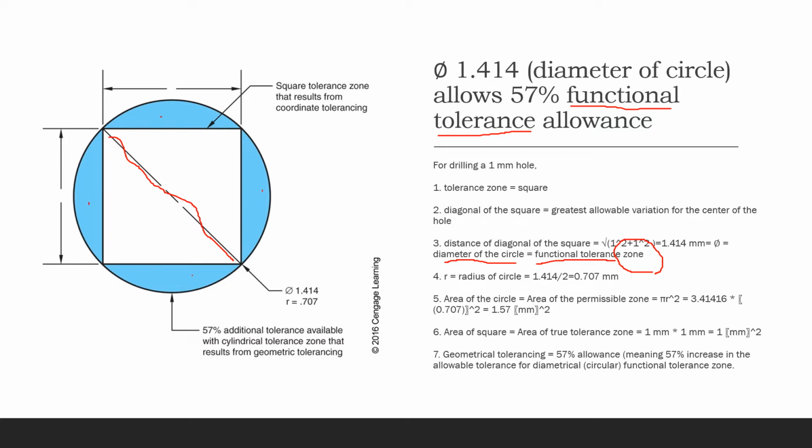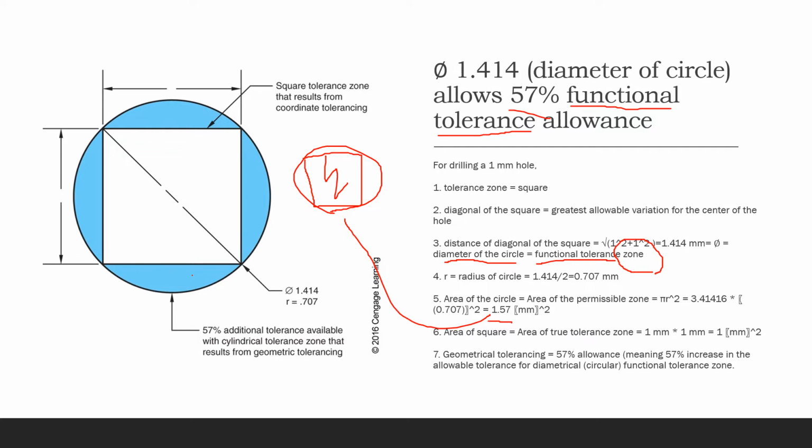That's only 57% because this one is 1.0, okay? This one is 0.57. From your calculation right here, that's the whole circle. So we can see the whole circle is 1.57, okay? And the square inside of the circle is 1. So 1.57 minus this little square right there, 1, is going to give you 0.57, which is 57% difference. And we call that the functional tolerance allowance.